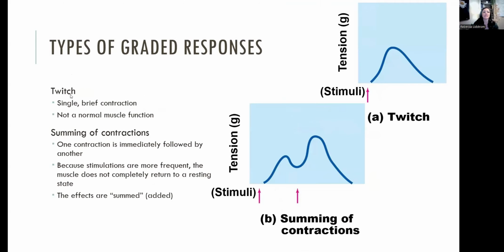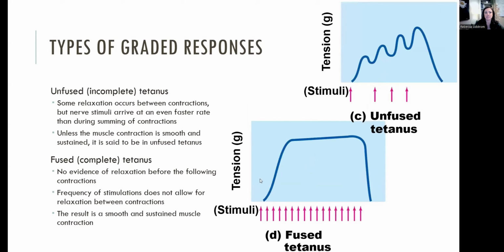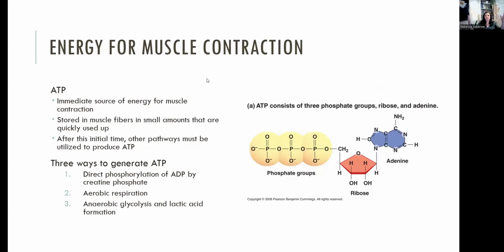Twitching is just a single brief contraction. That's just going to be a single stimulus. You see this in the top right-hand corner. This is not really a normal muscle function, right? We've all had little twitches before. When we sum those contractions up, that is where we get those sustained muscle contractions, and you see that here. This is where the energy component comes in.